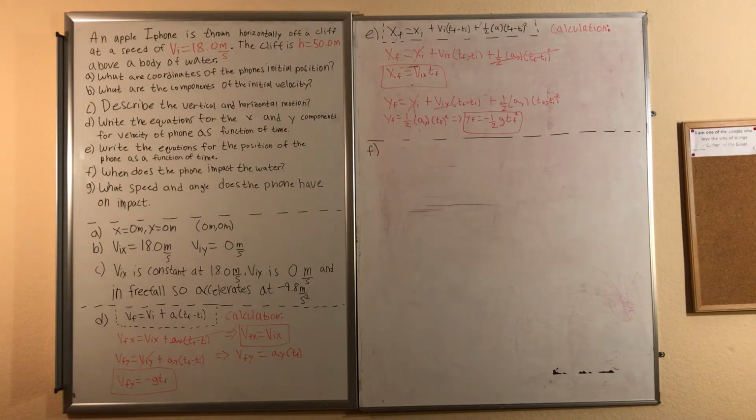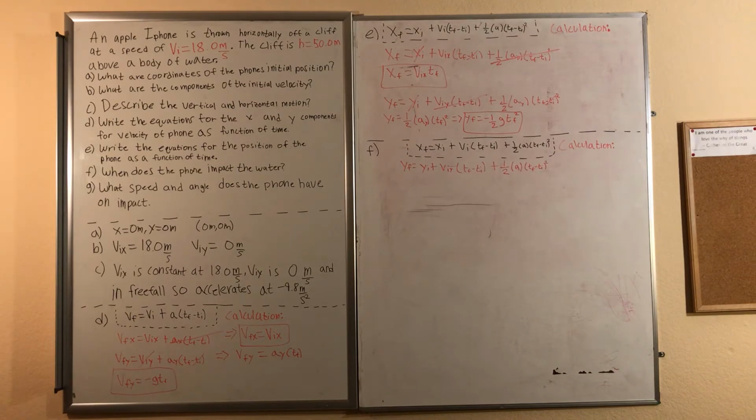To find when the phone impacts the water, we need the time, and we do not have the velocity final for y. So we must use the x final equals x initial plus velocity initial times time final minus time initial plus 1/2 times acceleration times time final minus time initial squared. With the equation, we can plug in with the y variables, so let's calculate.